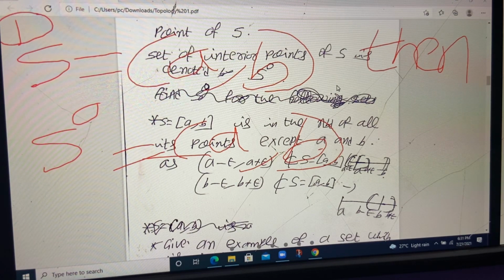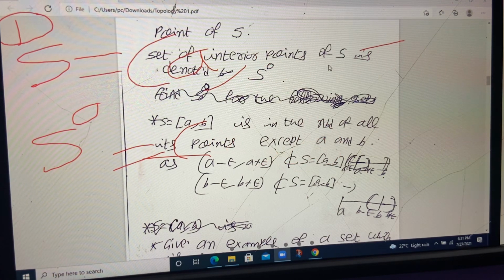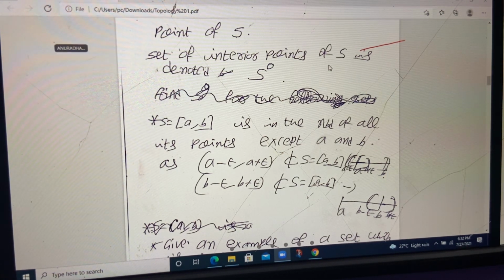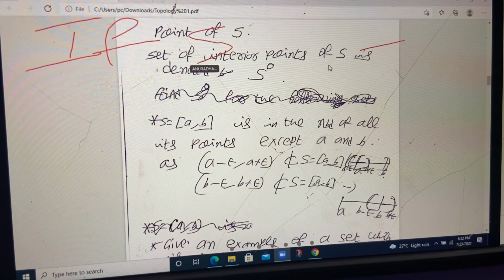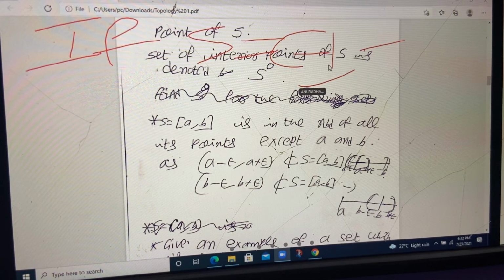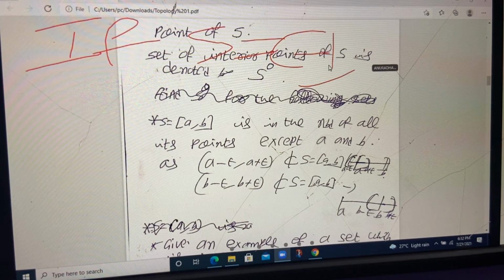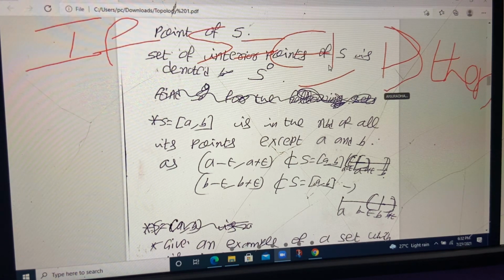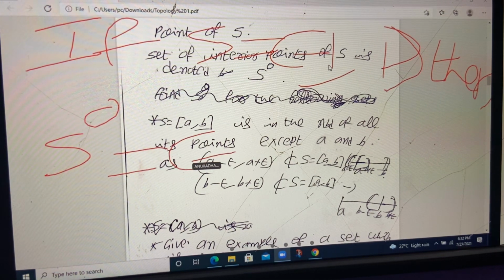So here, S is an open interval, and S interior is the same. What is the shortcut for this? For example, write down this. If S is equal to (-1, 1), an open interval, then S interior is equal to (-1, 1). For an open interval, the interior is the open interval.